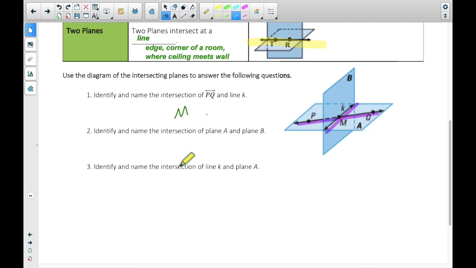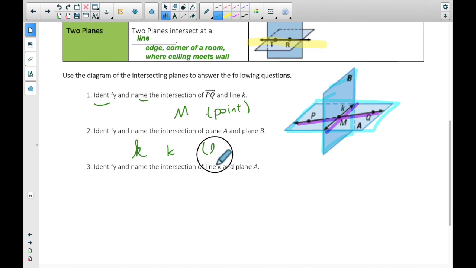Okay, next question. Identify and name the intersection of plane A and plane B. So here's plane A, and here's plane B. They intersect each other at line K. It might have been a while since you made a lowercase cursive K. That's how I make my lowercase cursive Ks. If you want to make it like that, that's probably okay. Make sure it's lowercase though. And the instructions say to identify and name. So I said M here, which is a point. And here we're talking about K, which is a line.